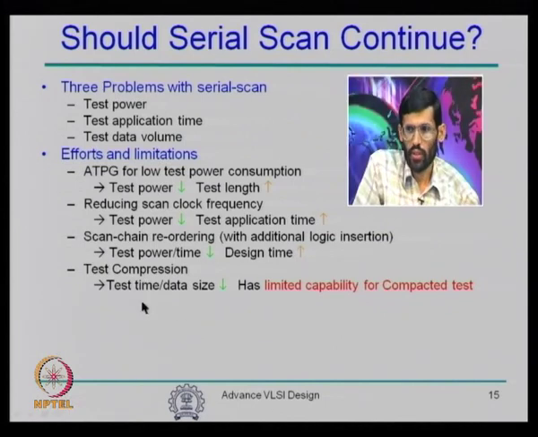Then, in order to reduce the test time or test data size, you can do compression at the primary input and at the primary output. Compaction or compression is a widely used technique, but it has limited capability. So these are some of the efforts proposed by people to take care of the additional problems coming from the serial scan design. There is an alternate approach: we can get away from the serial scan, and in place of serial scan we can have random access scan, like we have random access memory. That means we can load or unload any flip flop whenever we want. We do not need to serial shift everything.